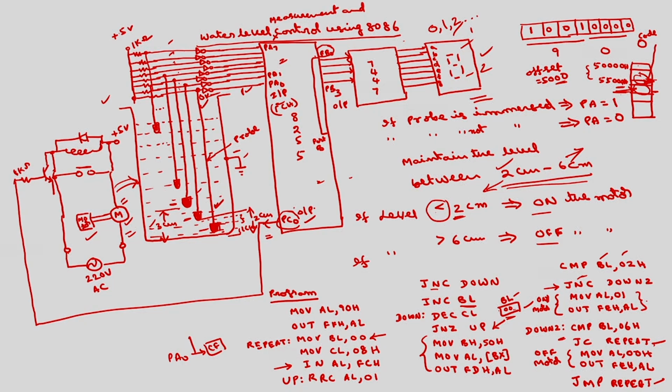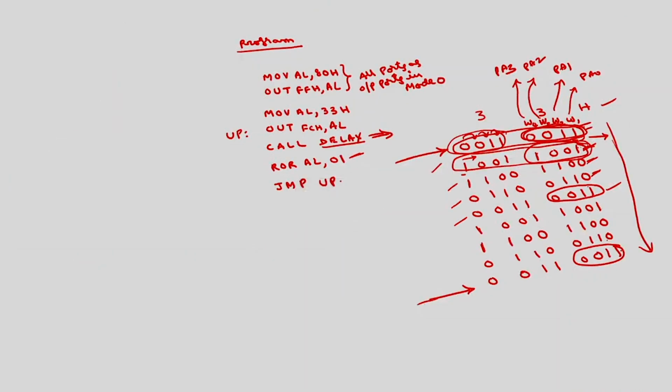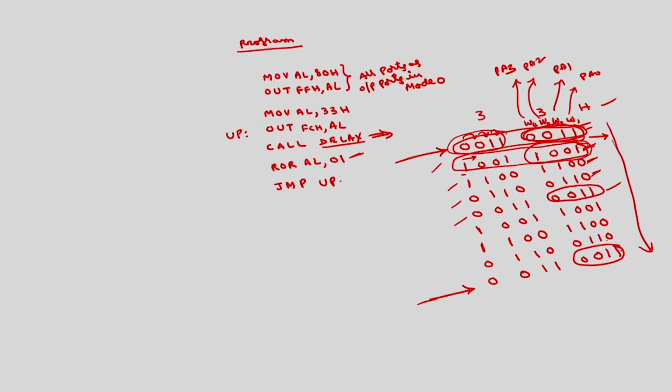So like that we have plenty of applications of this 8086 or any other microprocessor if you use the 8255 IC. Okay. I will give another example where the traffic light can be controlled. Traffic light control using 8086.